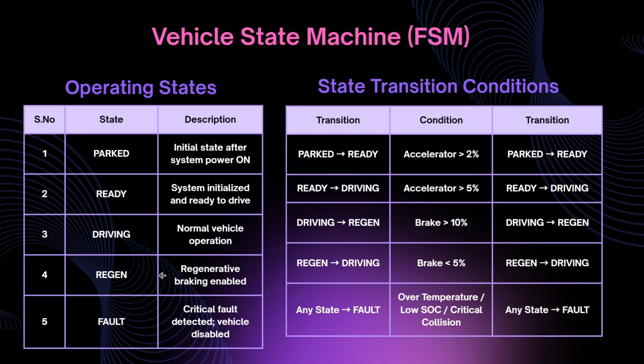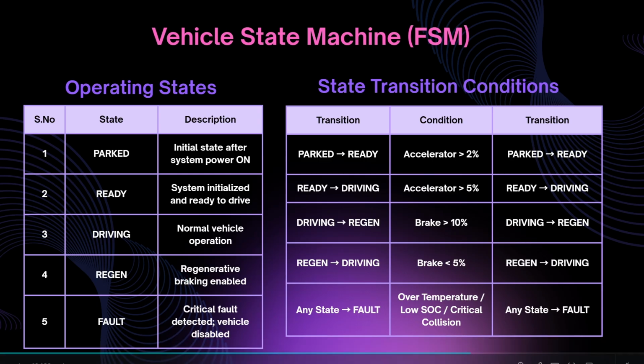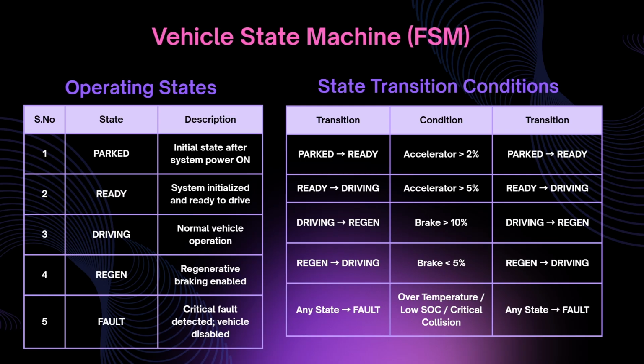If a critical fault occurs such as motor overheating or low battery or collision risk, the controller immediately transitions into fault state. In this state, normal operation is stopped until the fault is cleared. Using FSM, it is easy to maintain and makes the system more reliable. Now let's look at the actual transition diagram and see how these states are connected.